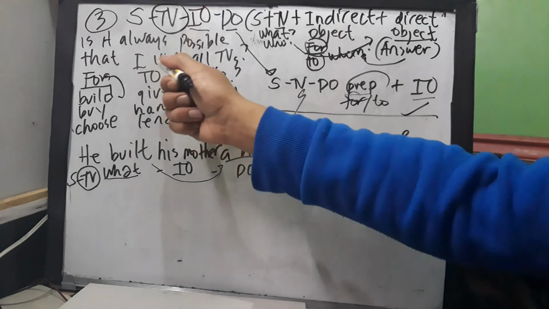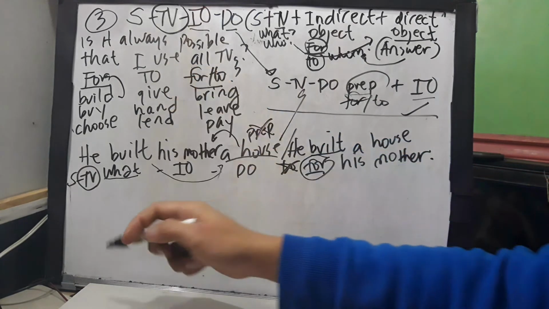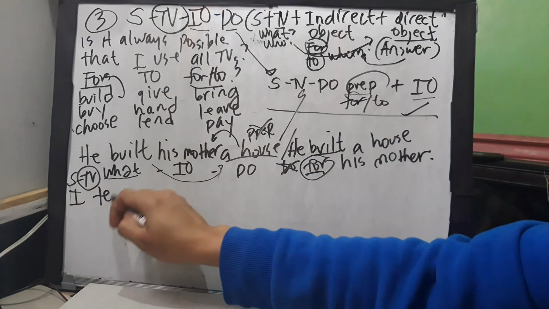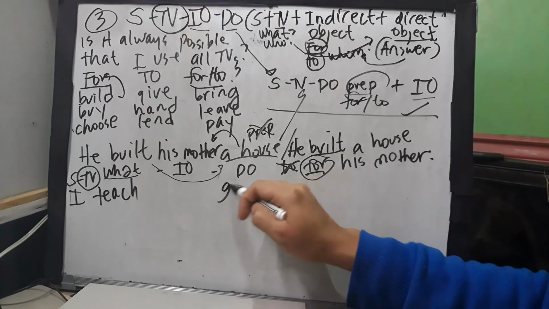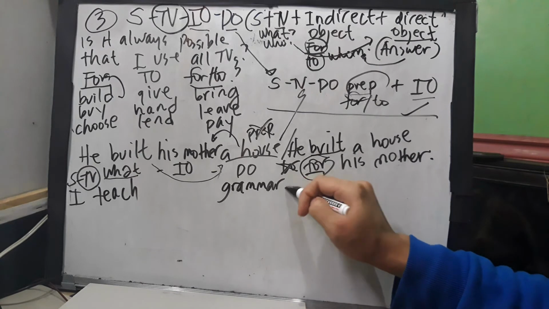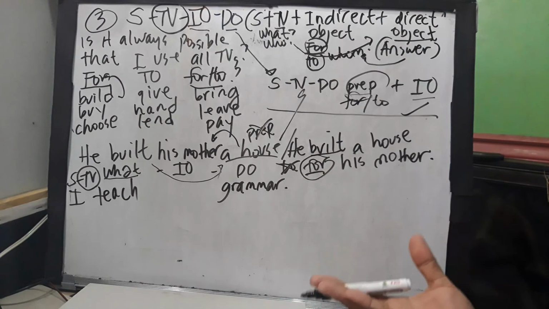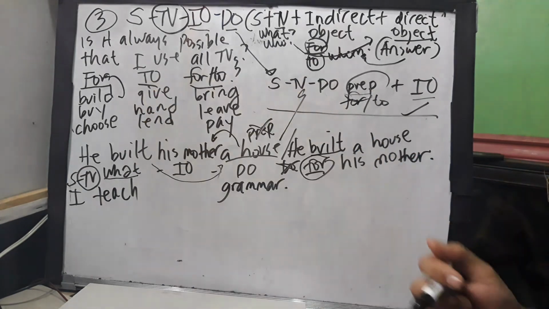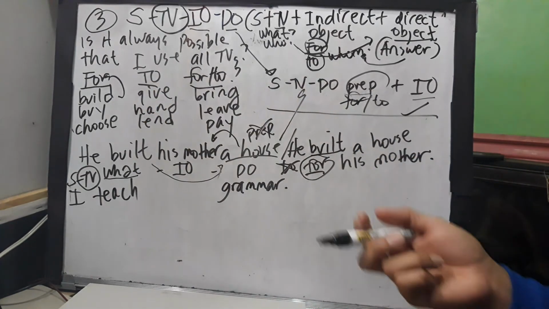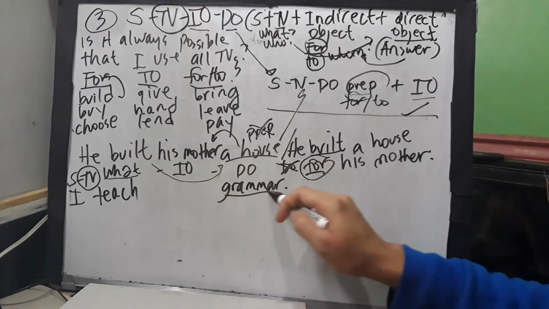The same thing with to. Let's say, I teach. Again, what do you teach? I teach grammar. Is it to whom or for whom? Teach falls under to whom. So it could be like this. I teach grammar.